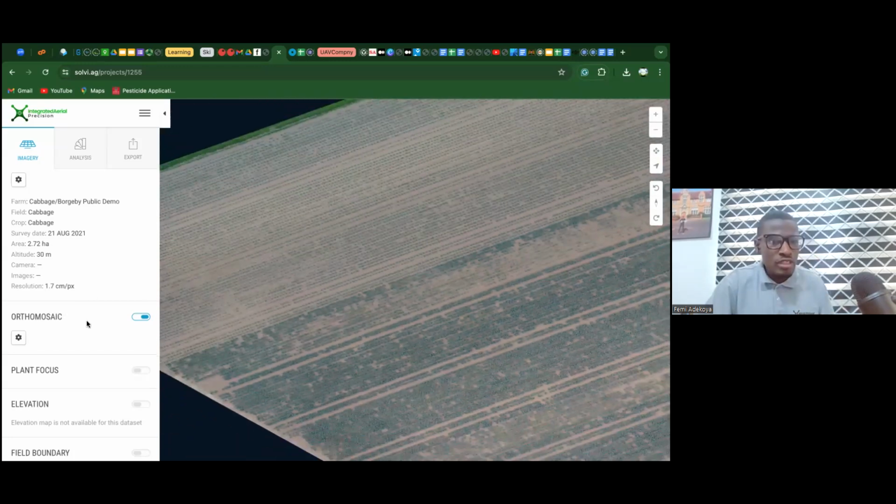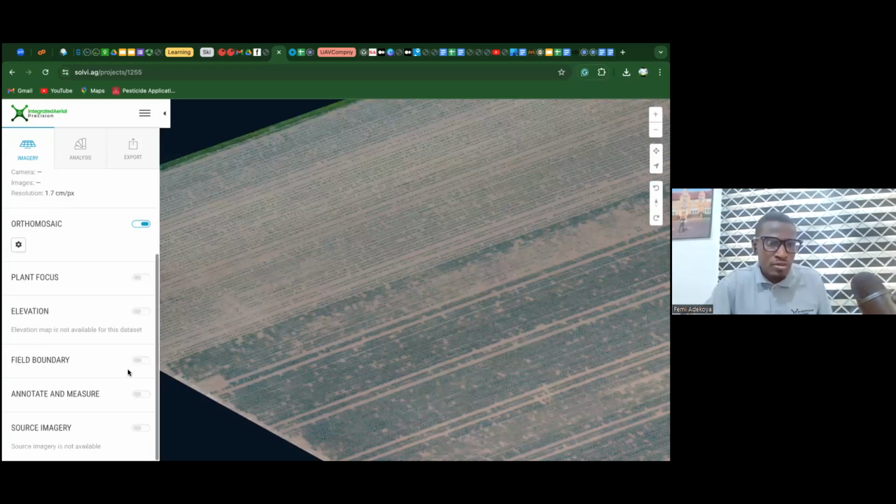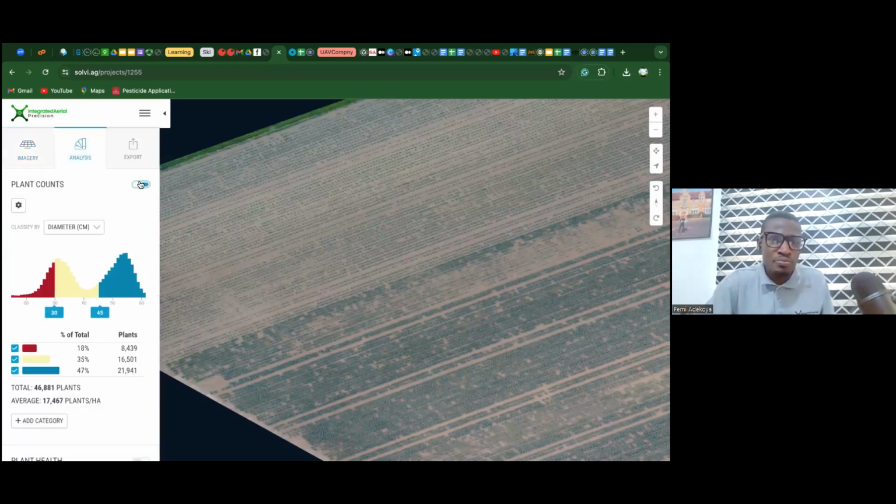Now, this is the orthomosaic of the field. Orthomosaic means a 2D map of the field, just like you can see on the screen. Now, I've shown you field boundaries, annotation and all that. So I want to show something very spectacular here. The last time I showed plant health.